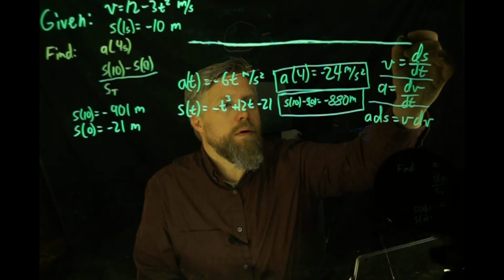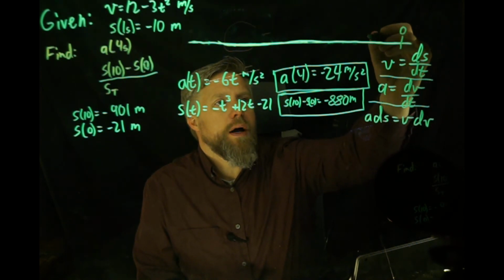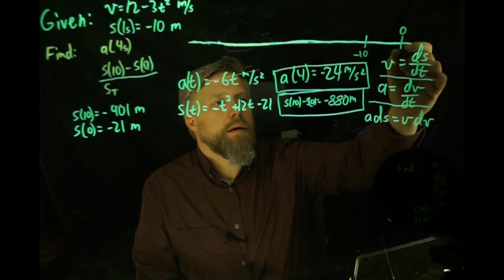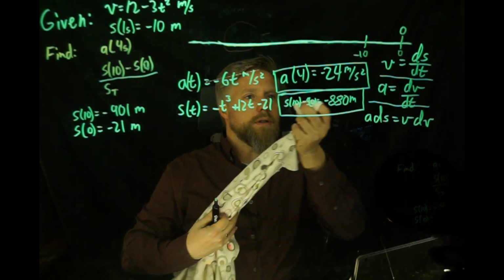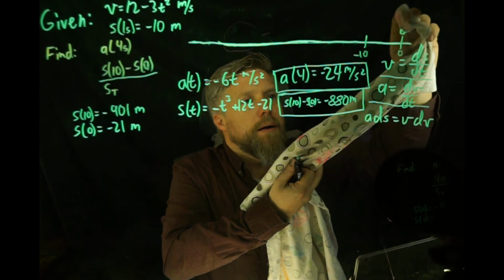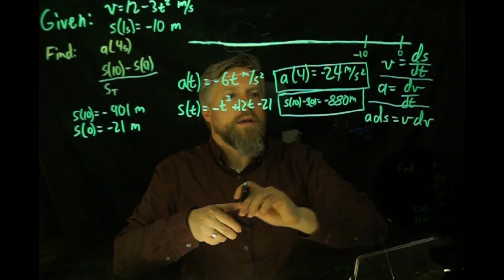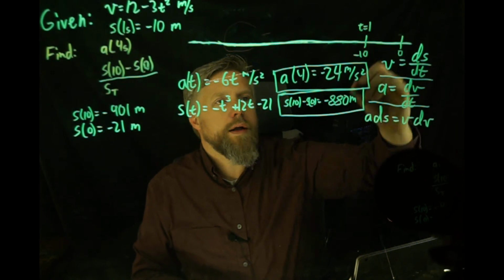I'm going to put 0 way up at the front here. And I'm going to put my negative 10 somewhere down here. Actually, I'm going to put the 0 on the bottom. I'm going to put all of my positions on the bottom and all of my times on the top, just so I can keep those two dimensions separate and not get them confused. Negative 10 was when t equals 1.